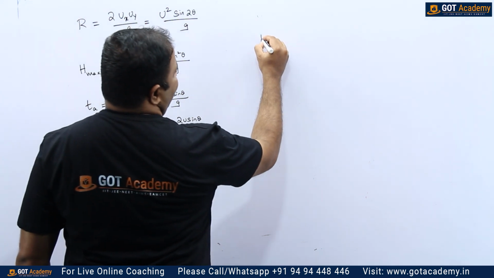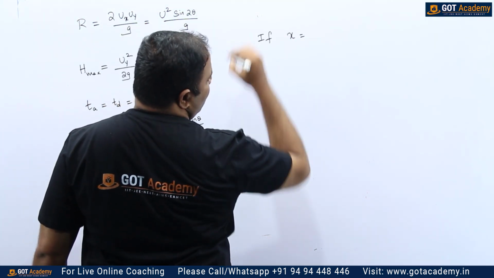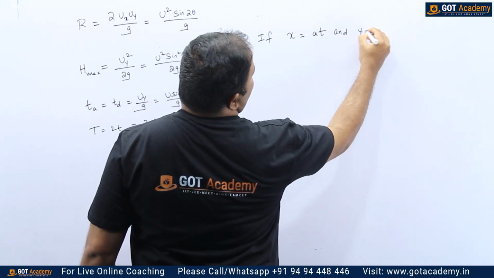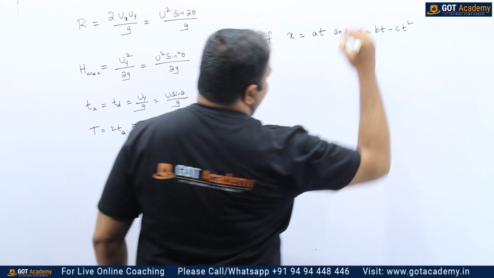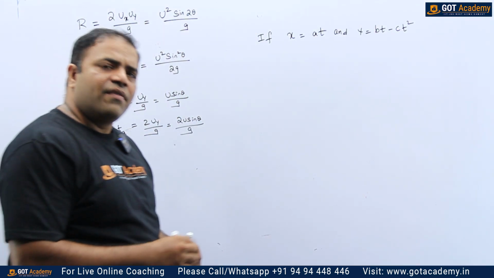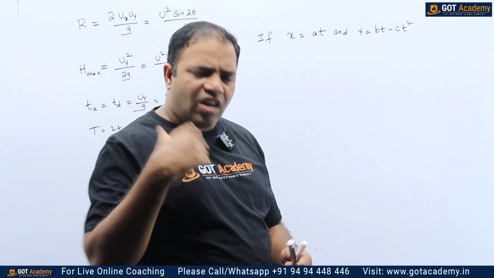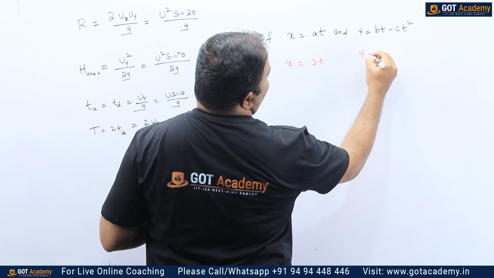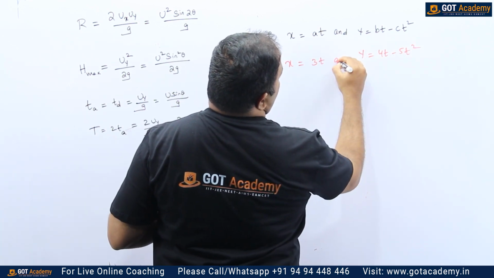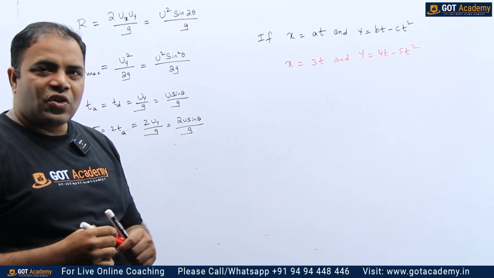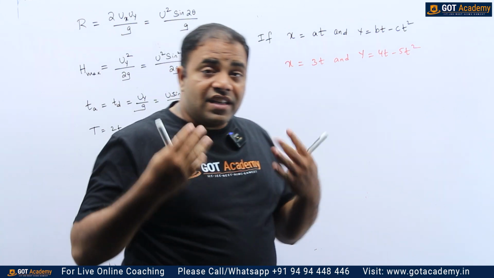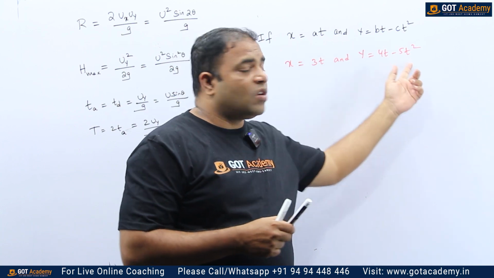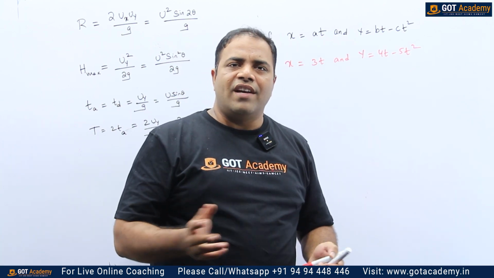Now the question is like this: if x is equal to at and y is equal to bt minus ct square, my dear, this is the question. Then find out maximum height, range, time of ascent, descent, all those things. He will give you like this in the exam: x is equal to 3t, y is equal to 4t minus 5t square. So this is the model question you get. Then and there itself we cannot do anything. Initially we have to know this model, we have to remember these formulas, and in the examination once you see this equation, you must be able to directly substitute and find the answer.